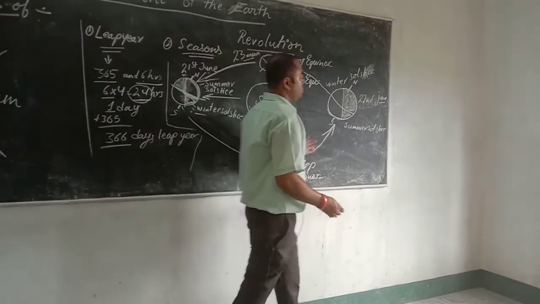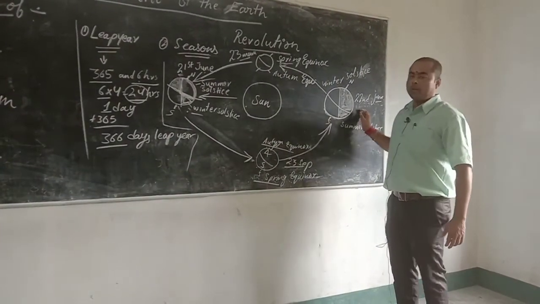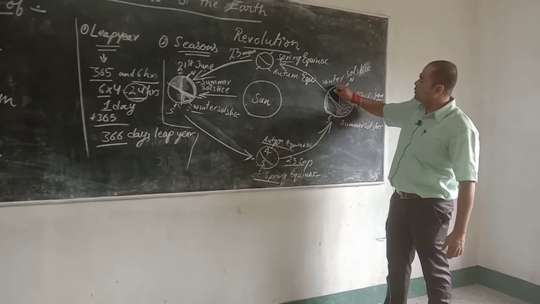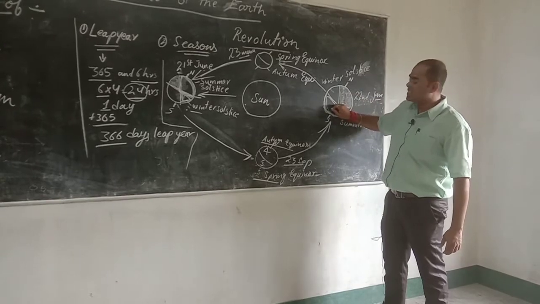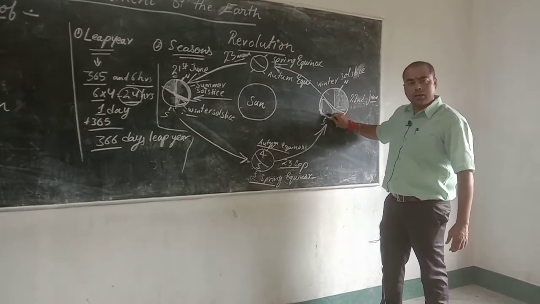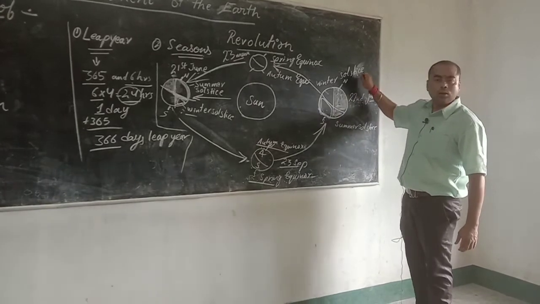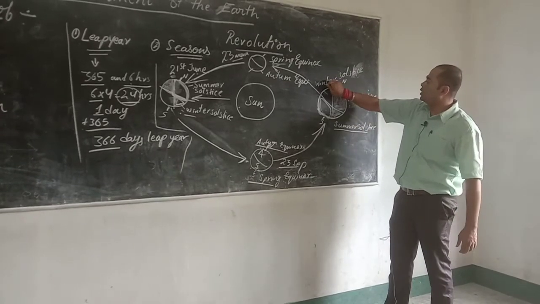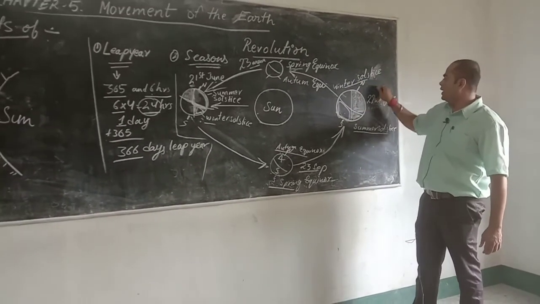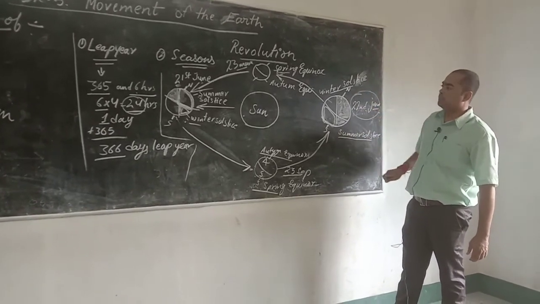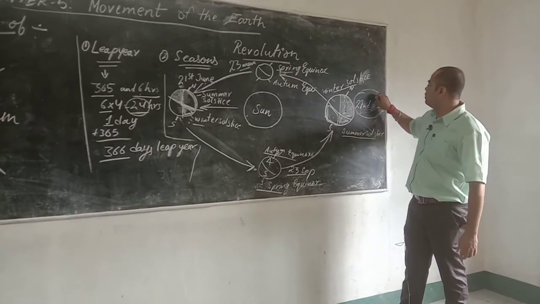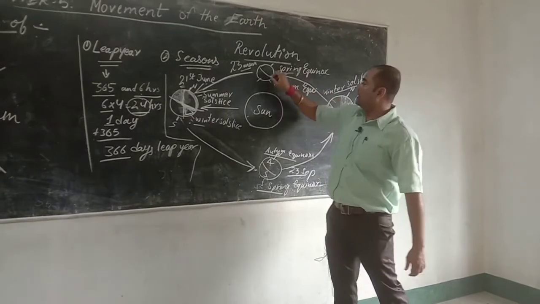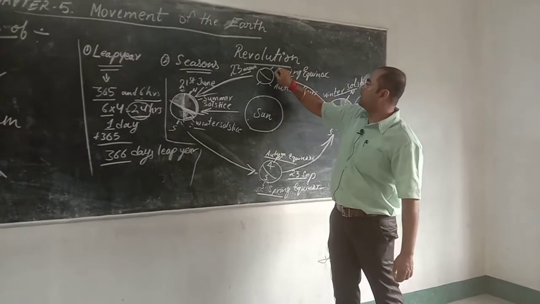Now let's move on to this position of the earth. When the earth comes here, the southern hemisphere is facing the maximum daylight and the northern hemisphere is facing very little. So this is the longest day for the southern hemisphere and the shortest day for the northern hemisphere. So it is summer solstice for the southern hemisphere and winter solstice for the northern hemisphere. So the date is 22nd of December.